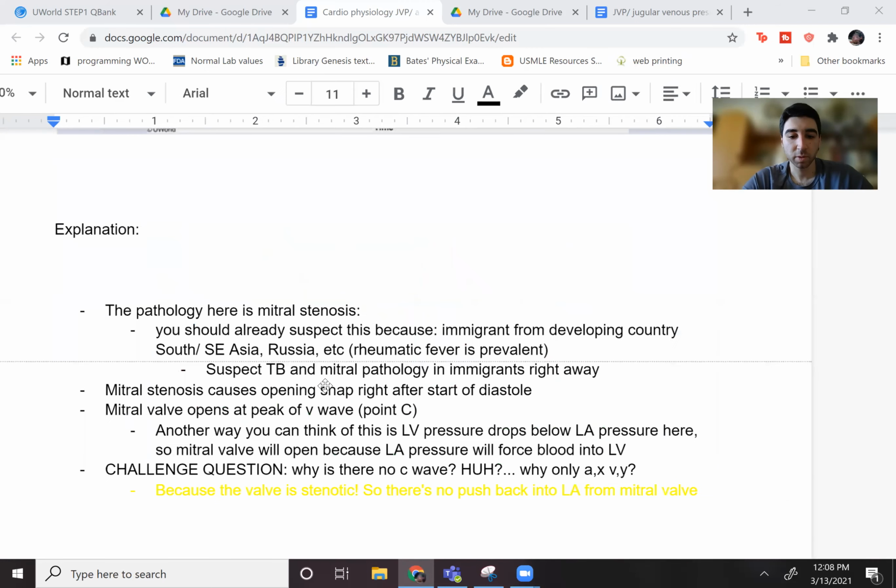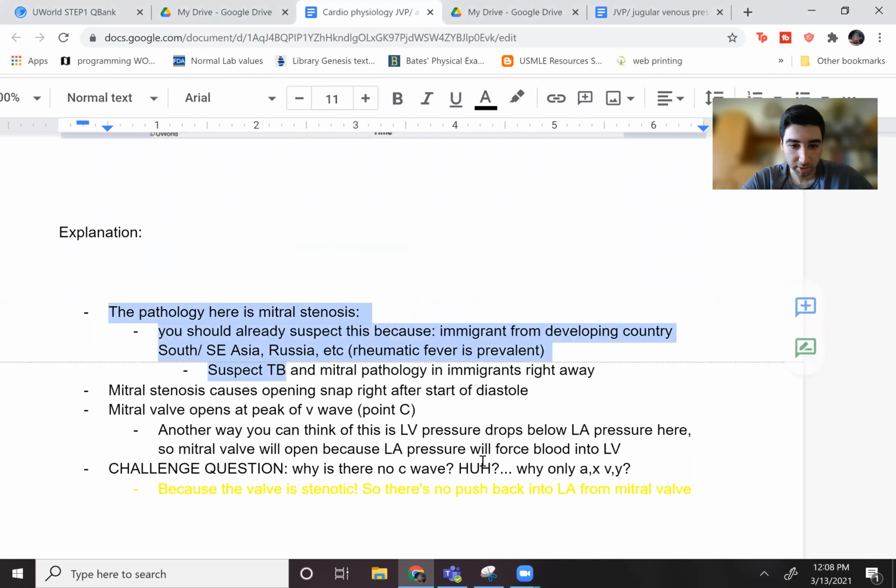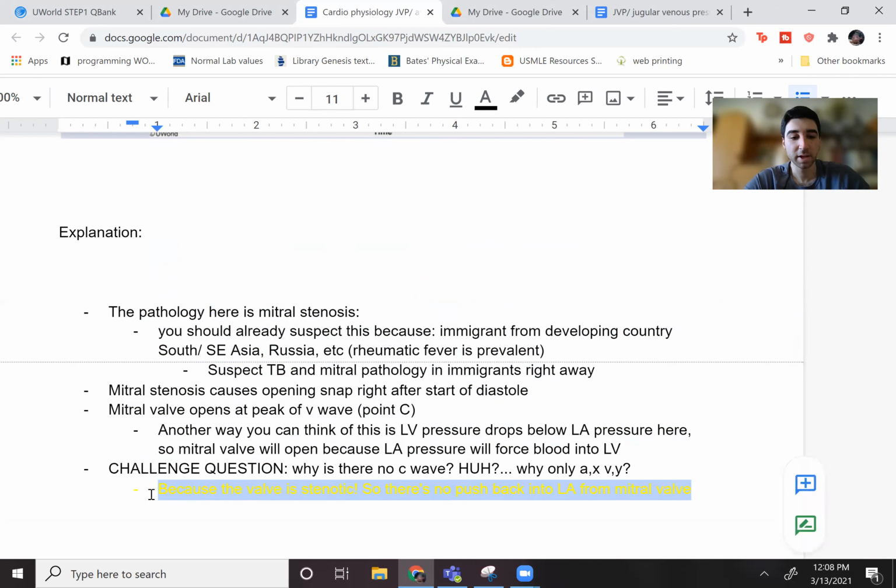And so if you guys want to reread this, here's the explanation here. And then the challenge question for you is, why is there no C wave? And the answer for that is right here. It's because the valve is stenotic. So there's no pushback into the left atrium from the mitral valve. And we talked about this with the tricuspid valve, which is in the right heart system. So if there's no pushback into the left atrium, there's going to be no C wave, because there's going to be no rise in pressure in the left atrium.